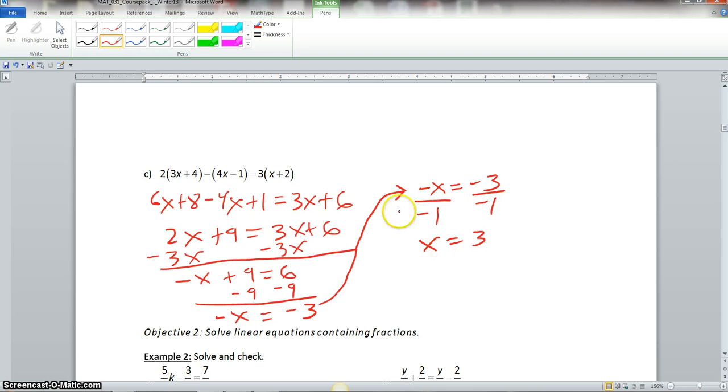Now we want to go through and check this. We're going to put in 3 wherever x appears. So we will have 2 times 3 times 3 plus 4 minus 4 times 3 minus 1 is equal to 3 times 3 plus 2.